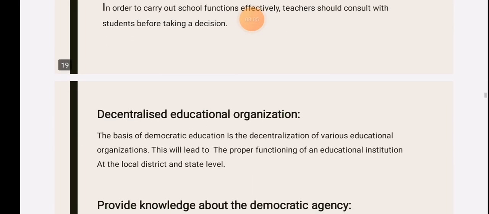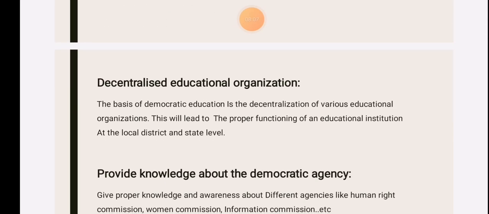Then the next principle is decentralized educational organization, which means the basis of democratic education is decentralization of various educational organizations. This will lead to the proper functioning of educational institutions at local, district, and state level.